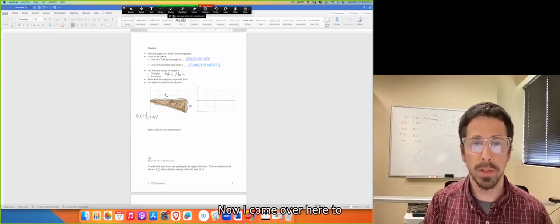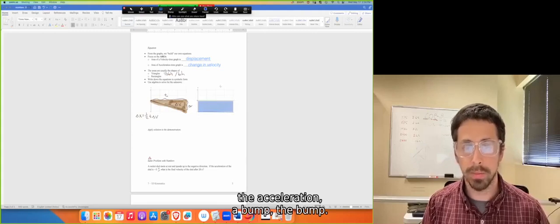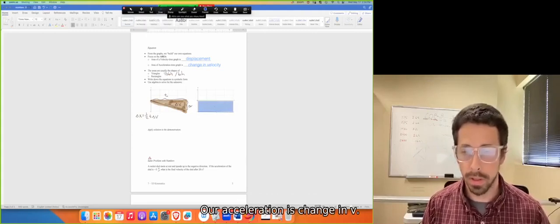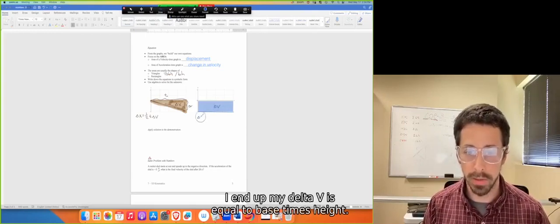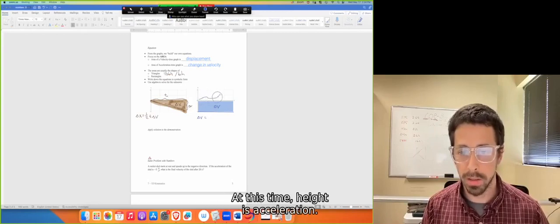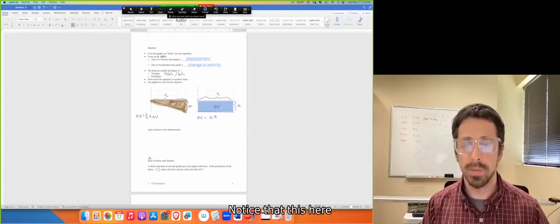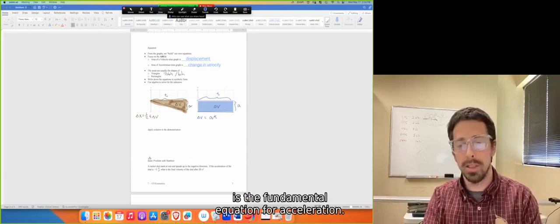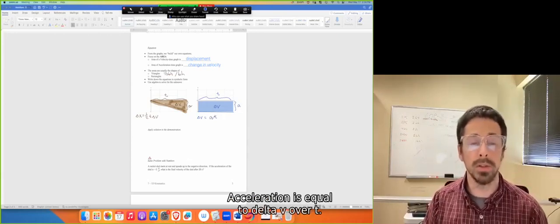Now I come over here to the acceleration. Here we are. Area is change in v. Then I end up with my delta v is equal to, well, base times height. Base is time. Height is acceleration. And then I get a times t. Notice that this here is the fundamental equation for acceleration. Acceleration is equal to delta v over t.